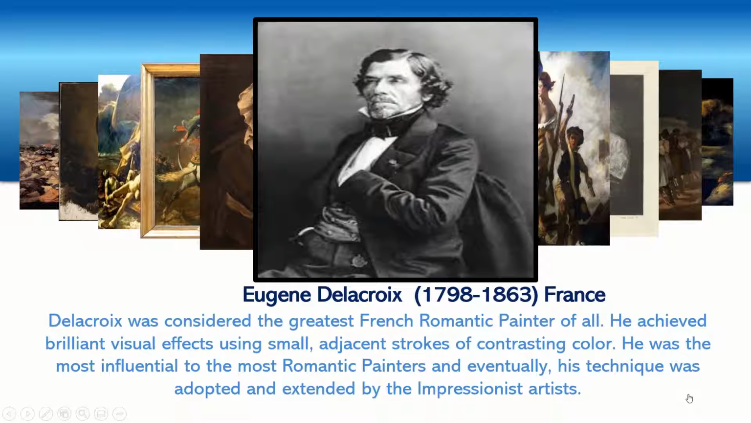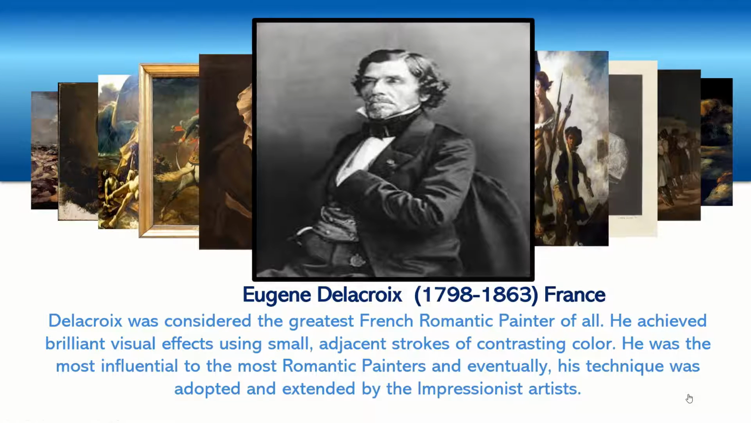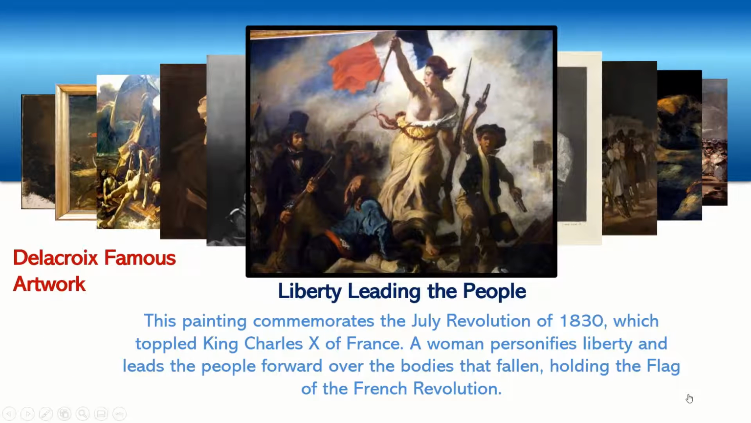Now let's talk about Eugène Delacroix. Delacroix was considered the greatest French romantic painter of all. He achieved brilliant visual effects using small, adjacent strokes of contrasting color. He was the most influential to the romantic painters, and eventually, his technique was adopted and extended by the Impressionist artists. One of the famous artworks made by Delacroix is called Liberty Leading the People.